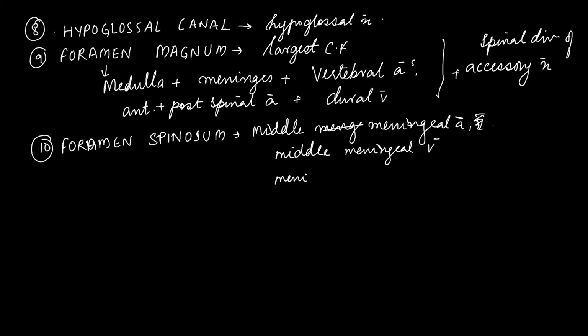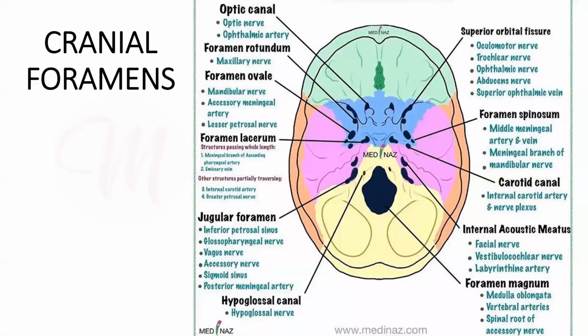and also the meningeal branch of the cranial nerve 5, the fifth cranial nerve. So this was regarding foramen spinosum. So totally how many cranial foramens do we have? We have 10 cranial foramens. 10 cranial foramens. So remember this. So this was all about cranial foramens. So you can see the picture over here.